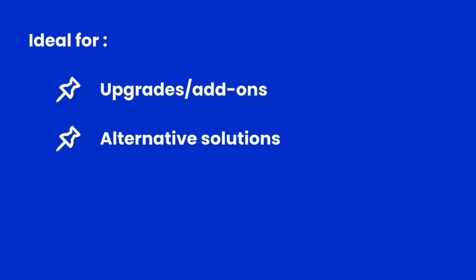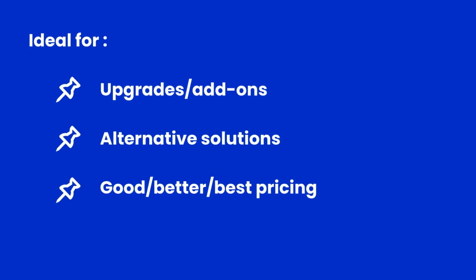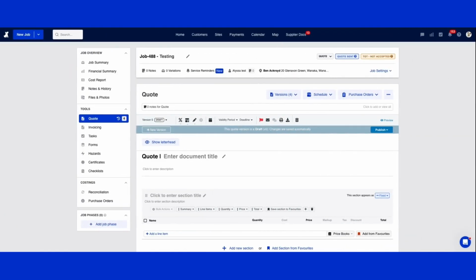Quote options allow you to include selectable sections within a quote, giving your customer the flexibility to choose between different options before accepting. This is ideal when offering upgrades, alternative solutions, or good, better, best pricing, without needing to create multiple separate quotes. Quote options are configured in the web quote editor.